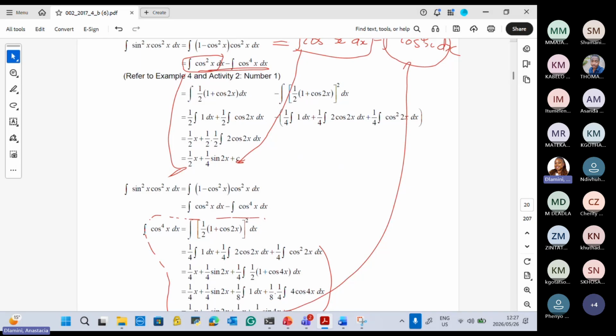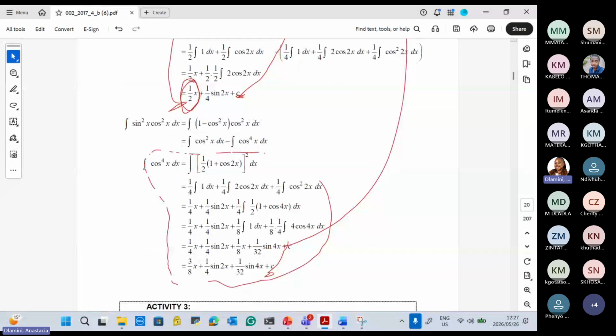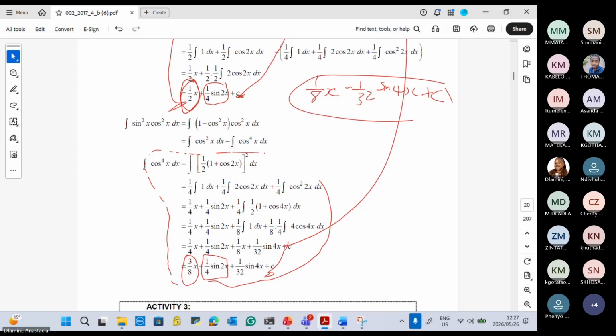If you subtract 1 over 2x minus 3 over 8x, do you see that you get 1 over 8x? This over here, subtract that over here, they cancel each other. Minus this one, so it's minus 1 over 32 sine 4x plus c. So it's the same as ours, regardless of which identity we replaced. Makes sense? Okay. Good.